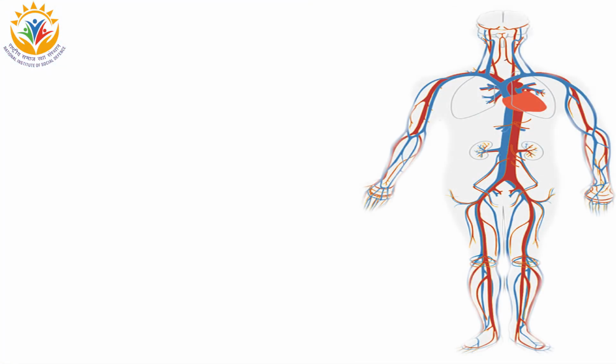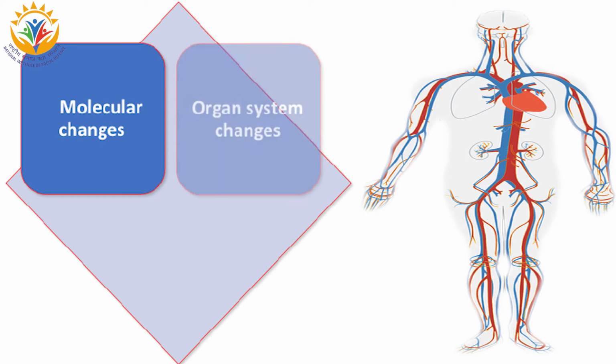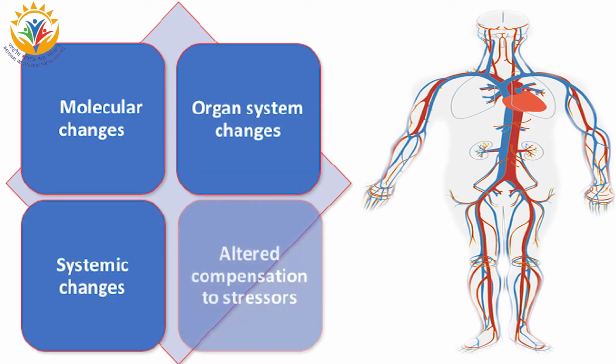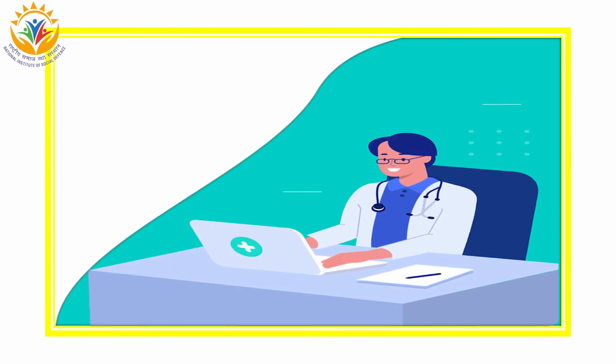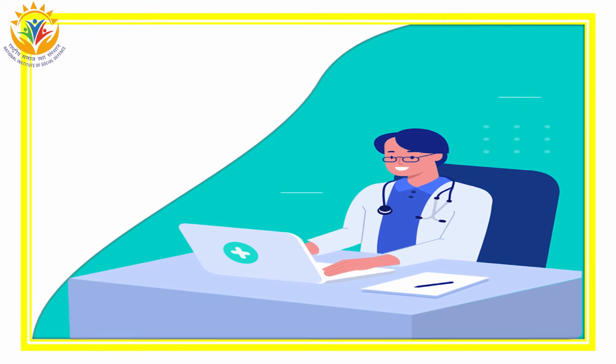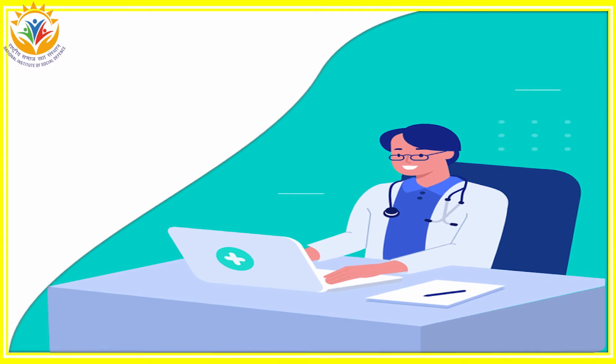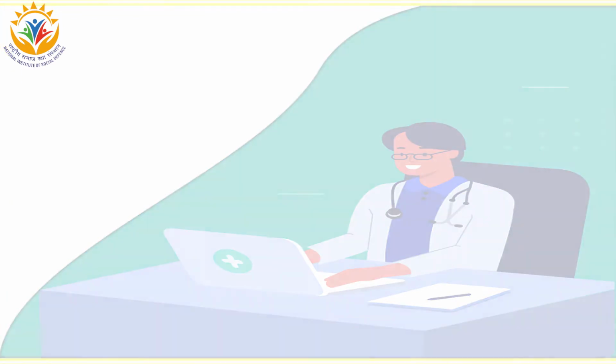The purpose of this analysis was to review the age-related changes with a focus on molecular changes, the organ system changes, systemic changes and altered compensation to the stressors. Vital signs change with the age. It may be subtle because of the reduced physiological ranges. However, change from an individual's reference range may indicate important warning signs and thus may require additional evaluation to understand the potential underlying pathological processes.